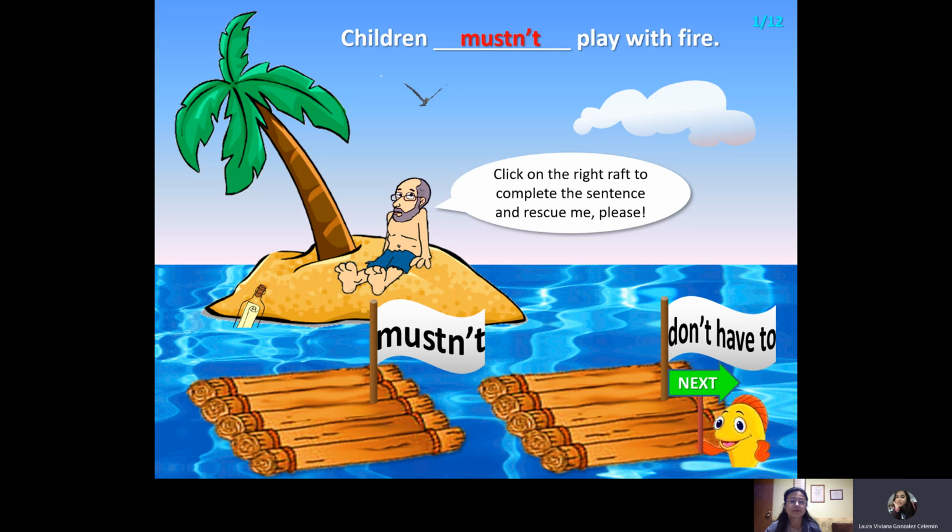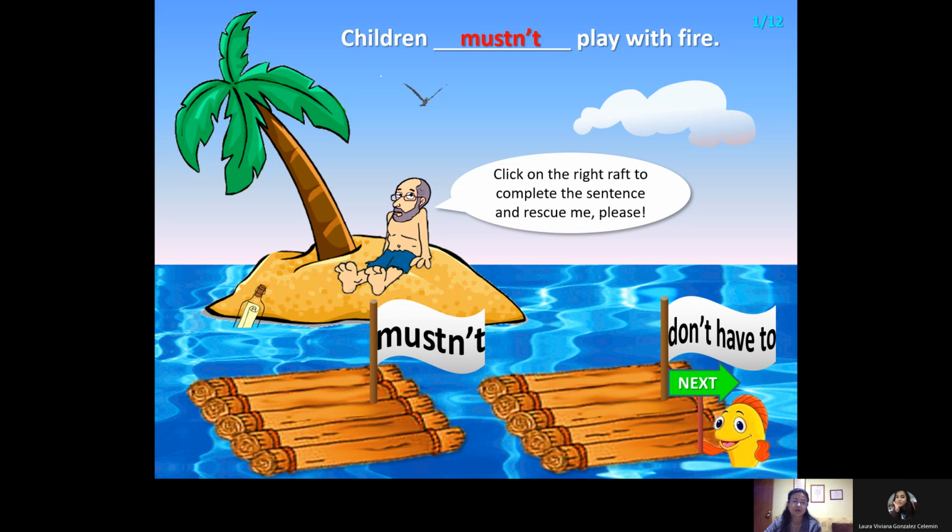Children must or mustn't play with fire? ¿Cómo pronuncias? Mustn't. Okay, children mustn't. Children mustn't play with fire. Very good. So you choose mustn't. Very good. Lo rescataste, no se hundió. Let's go on and hear the sentence. Children mustn't play with fire.